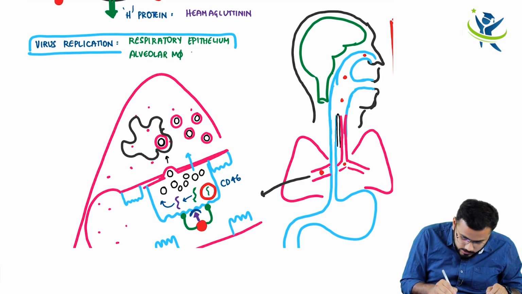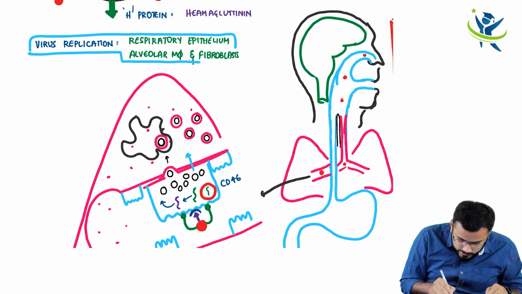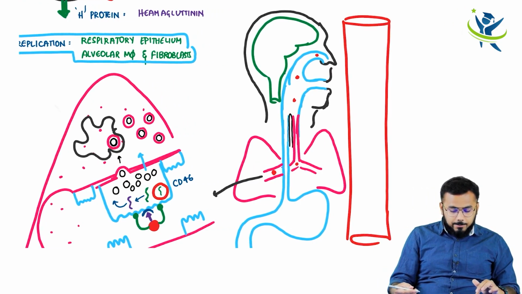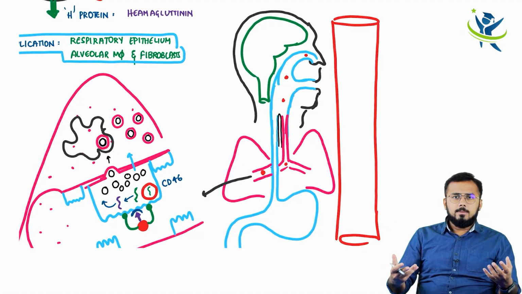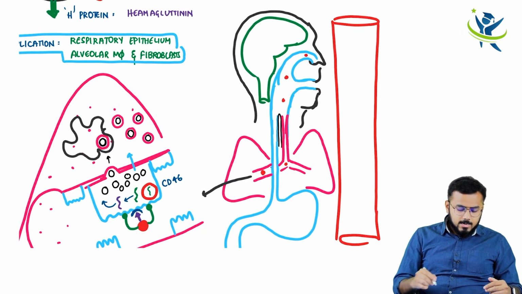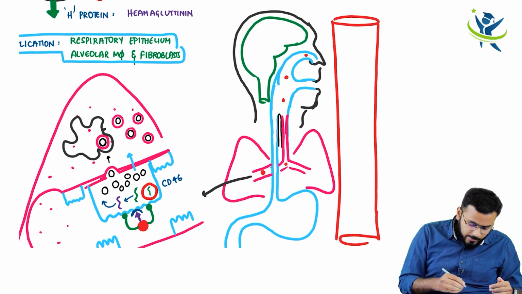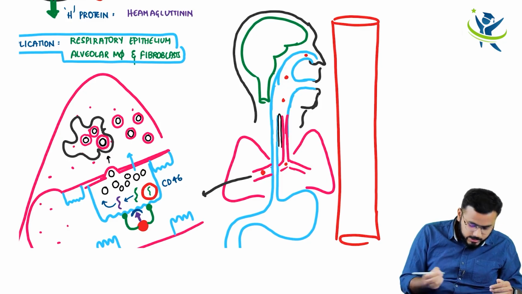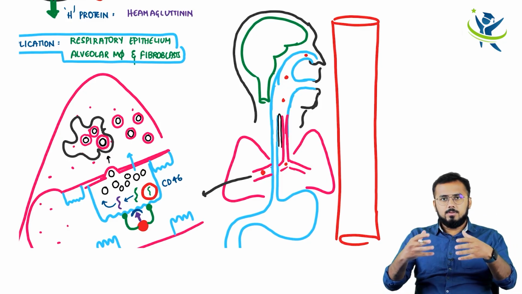Alveolar macrophages and your fibroblasts. So these are the two places where your virus replication is happening. Now once the virus has been replicated, what is the next step? Right now within your alveolar macrophages you have got a very good quantity of these virus particles, within your alveolar macrophages and fibroblasts.